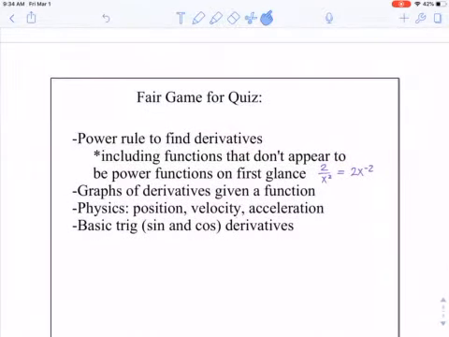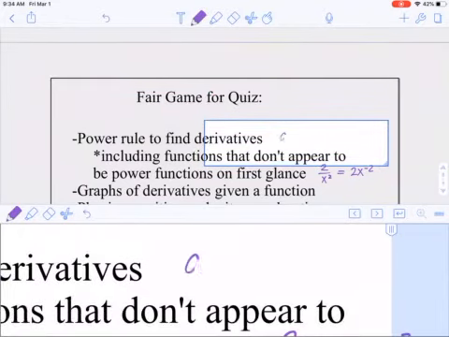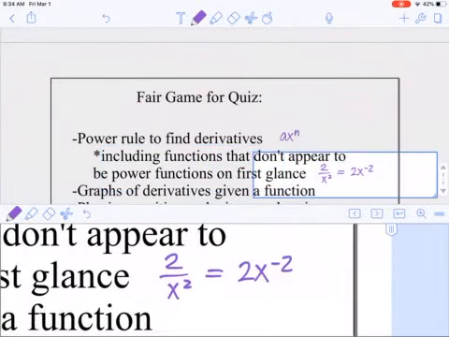Okay, what is fair game for your quiz? Power rule to find derivatives. So that's the stuff that fits the form of a x to the n power. We know how to take derivatives of that, and that would include functions that don't appear to be power functions on first glance, so ones that you have to rewrite first. For example, if you had 2 over x squared, you would rewrite it as 2x to the negative 2, and then you could use the power rule to find the derivative.